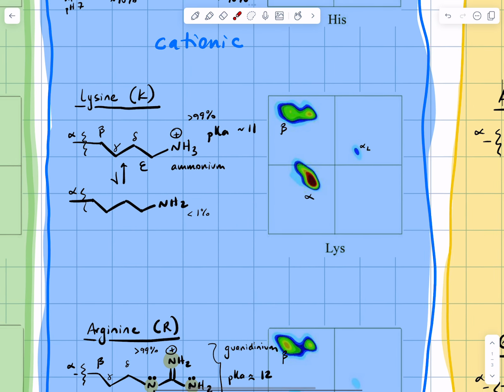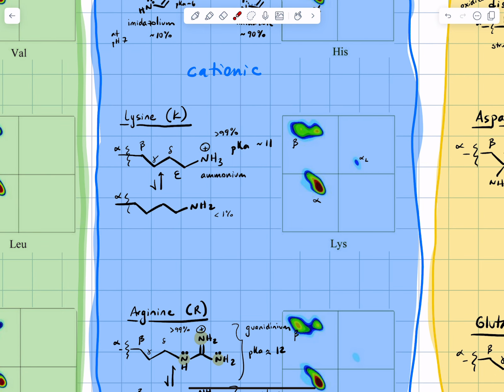Okay, so lysine and arginine, always positively charged. Histidine, sometimes, but at pH 7, you're going to call it neutral. Does that make sense?